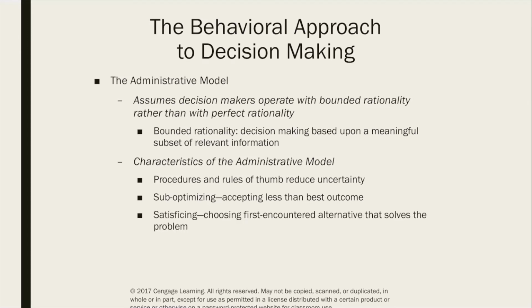And then satisficing, and I talked about satisficing yesterday, where you're choosing the first encountered alternative that solves the problem. And that's really doing the best with what you've got. You've got a lot of obstacles within bounded rationality, and satisficing means that you're not going to have all the information all the time that's going to fit every scenario and situation. So the first option, or the first alternative that seems to solve the problem, that's what you're going to run with, and that's what you're going to choose.